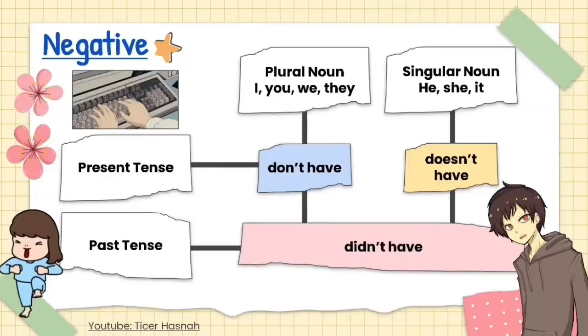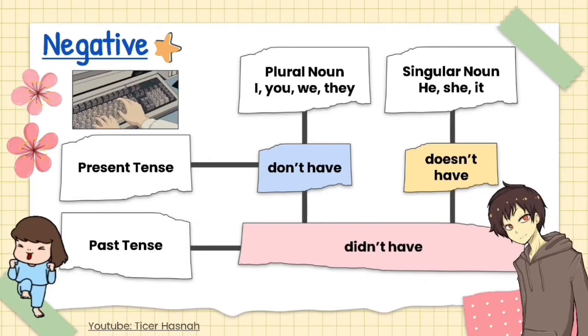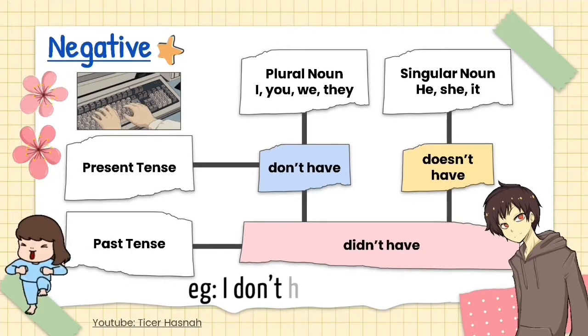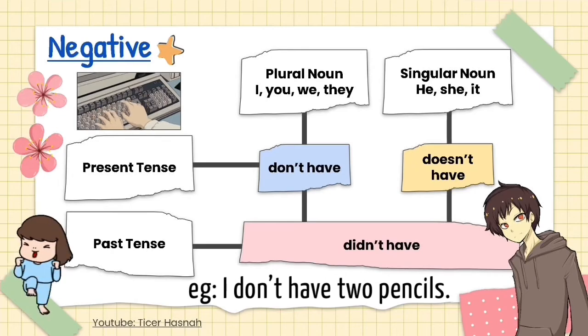Now let's go through negative sentences. Don't have, doesn't have, and didn't have. Again, we need to look at the subject and the sentence tense. So, if the subject is a plural noun, I, you, we, or they, and in the present tense, then we use don't have. For example, I don't have 2 pencils.